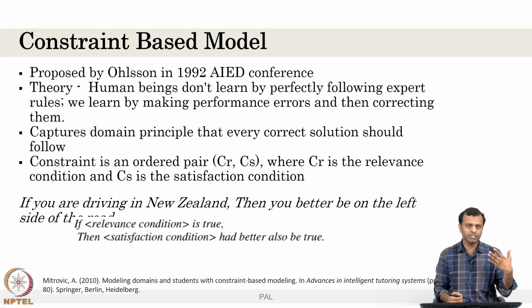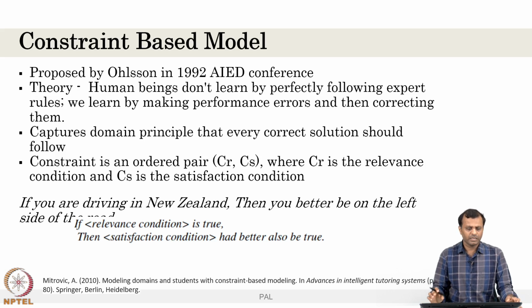But in the constraint-based model, the idea is that you don't need to perfectly follow the expert rules. We learn by making errors and correcting them, not by following rule 1, rule 2, rule 3. That's the idea, so it's contrasting. That's why I brought these two different domain models here. It captures the domain principles that every solution should satisfy.